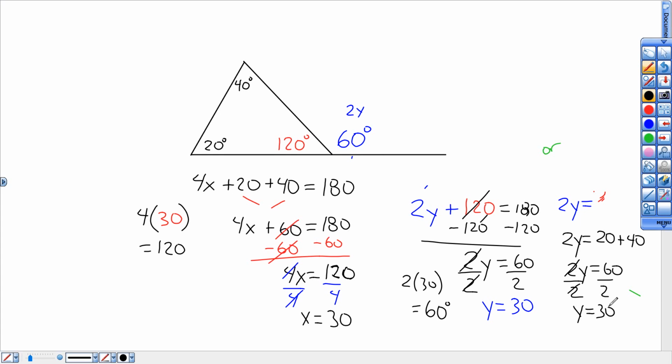All right, the third word is angles. Angles. Good luck. See you tomorrow.